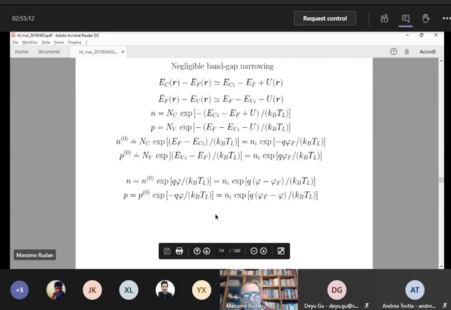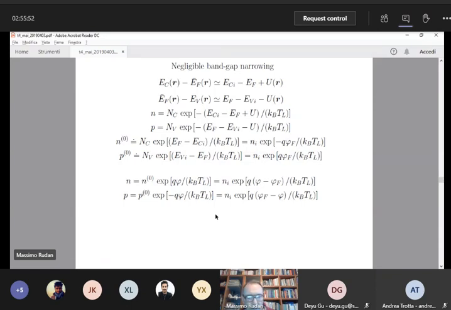Remember, at this stage of the analysis, the electrostatic potential phi is still unknown. These are manipulations of symbols, okay, that provide you with some better symbols for n and p. But the electrostatic potential phi is yet to be found. It is some function of position that we don't know yet, okay?